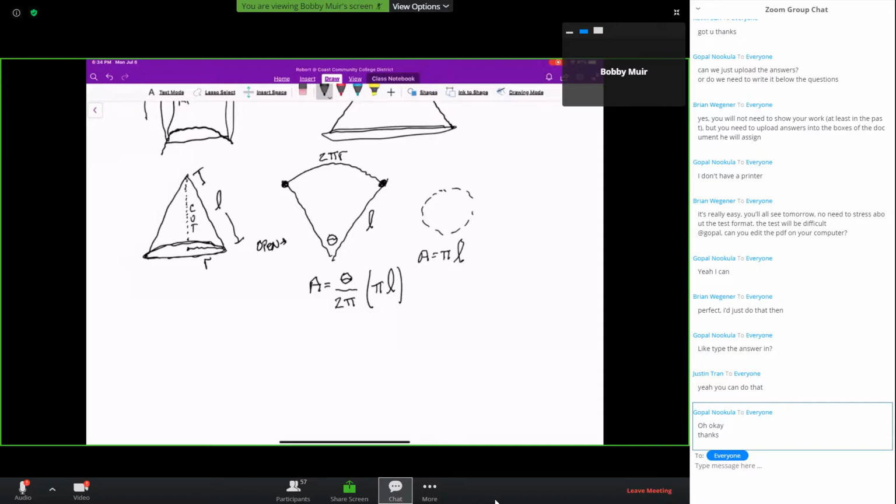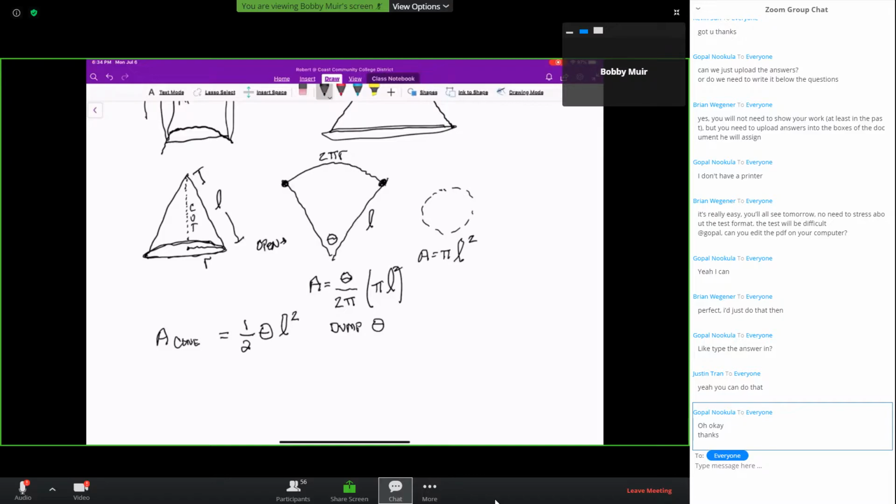So pi times the radius squared. And so what we get for the area of the cone is going to be this 1/2 theta L squared. Okay. Now at this point, we need to dump theta because theta is nowhere in the cone.